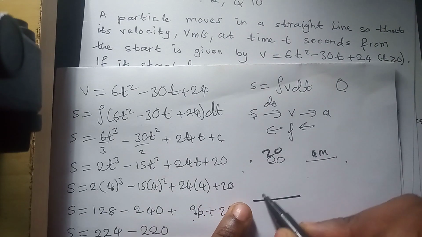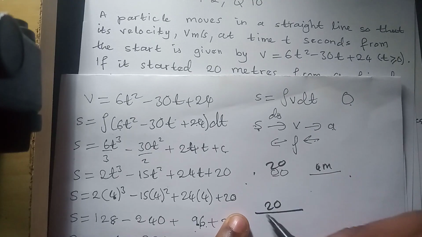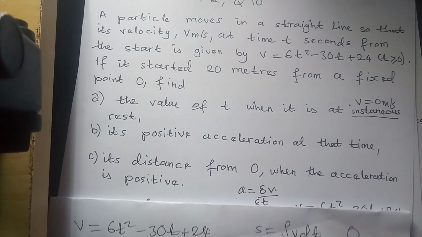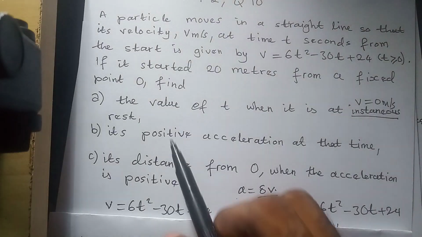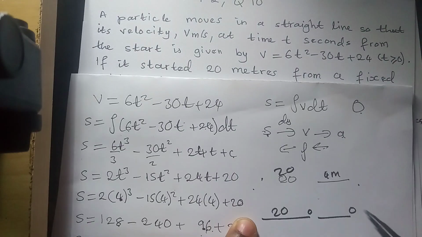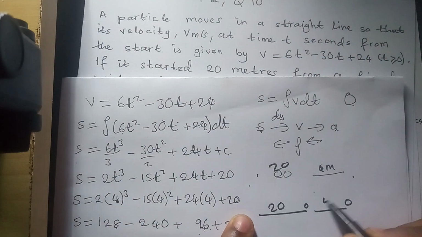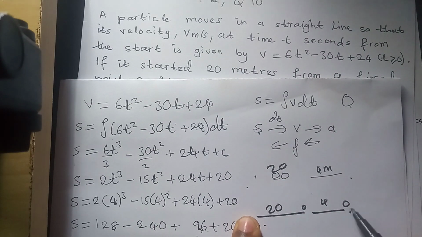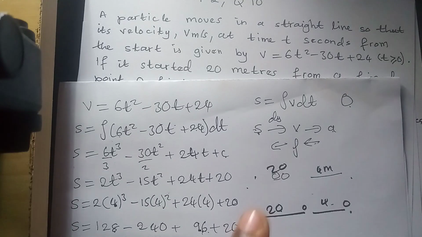Remember, the object started 20 meters away from O, and then the distance we have just found is the distance from here to some point where the acceleration is positive here. So this is 4 meters. So to find the total distance from this point to O, you simply add these two.